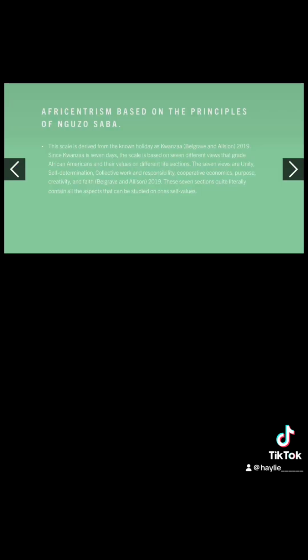Afrocentrism based on the principles of Nguzo Saba. This scale is derived from the known holiday as Kwanzaa. Since Kwanzaa is 7 days, the scale is based on 7 different views that grade African Americans and their values on different life sections. The 7 views are unity, self-determination, collective work and responsibility, cooperative economics, purpose, creativity, and faith. These 7 sections quite literally contain all the aspects that can be studied on one's self-values.